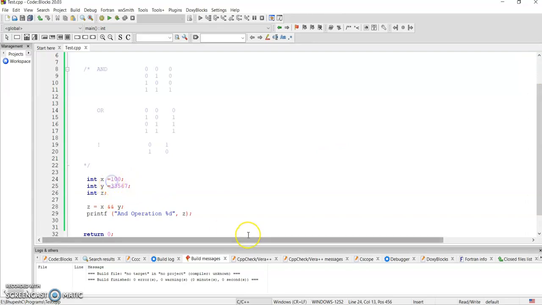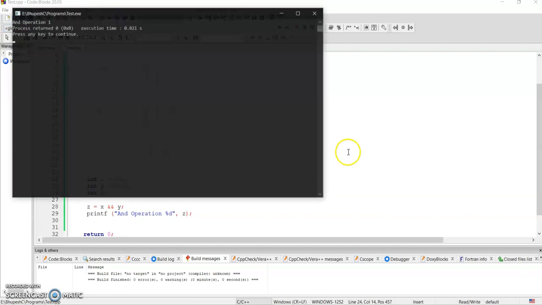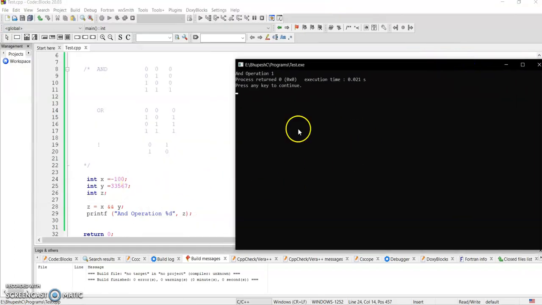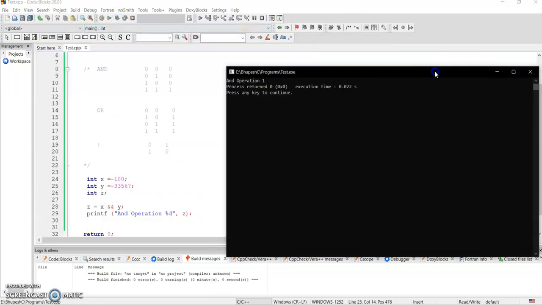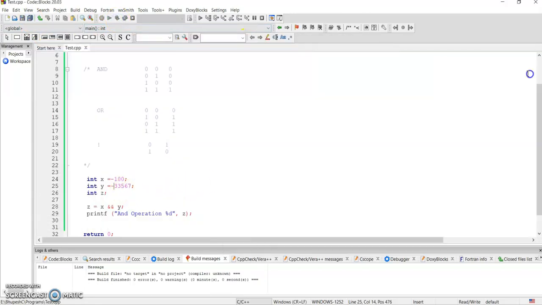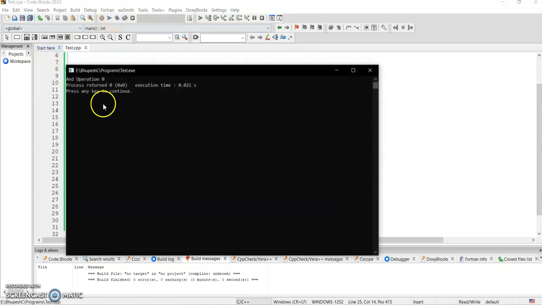So let us make this x equal to minus 100, so we get a negative value. Then let me execute it. Again we see the AND operation is 1. Let us put both negative. Let me execute. Again we got 1. In the case of negative values also we are getting 1. Now let us say x is 0, and y is equal to 0. Now let us see what is the value of z. We got 0.